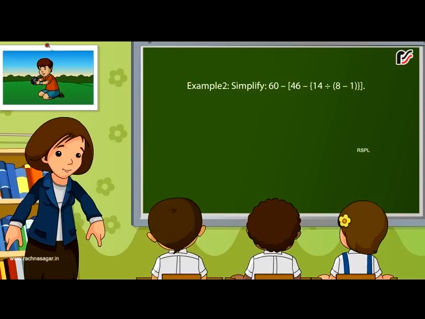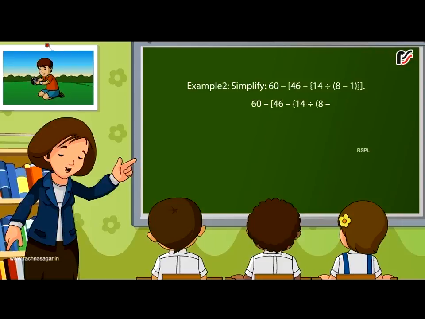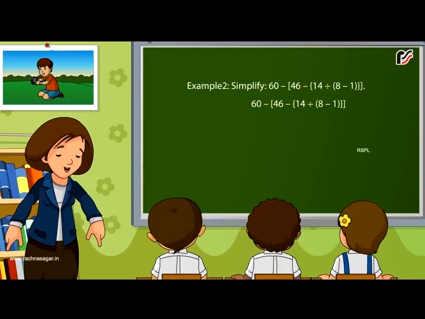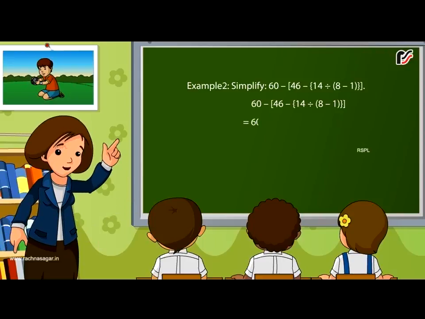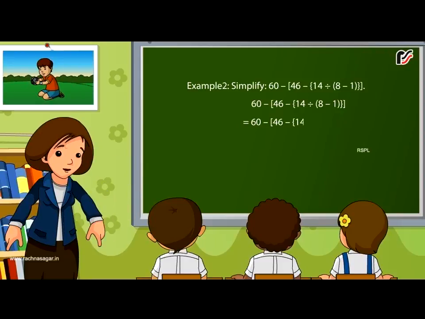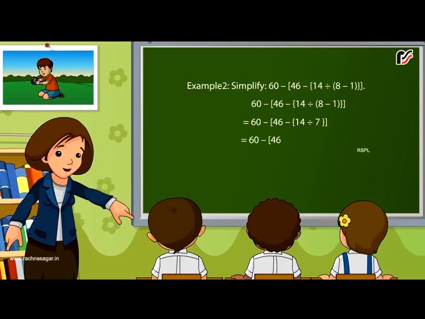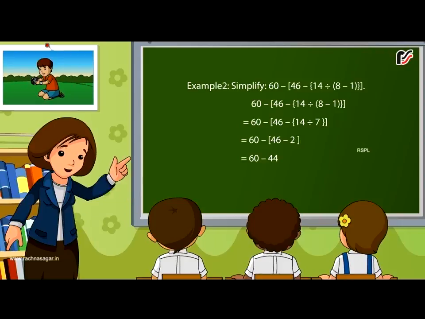Example 2. Simplify: 60 minus big bracket 46 minus curly bracket 14 divided by simple bracket 8 minus 1 simple bracket close curly bracket close big bracket close, is equal to 60 minus big bracket 46 minus curly bracket 14 divided by 7 curly bracket close big bracket close, is equal to 60 minus big bracket open 46 minus 2 big bracket close, is equal to 60 minus 44, is equal to 16.